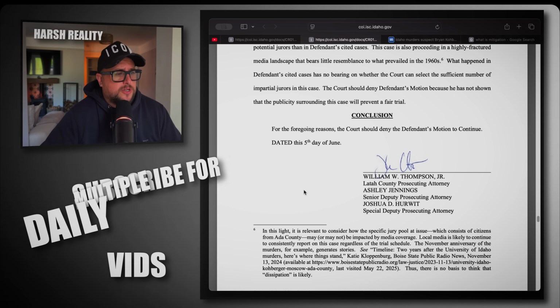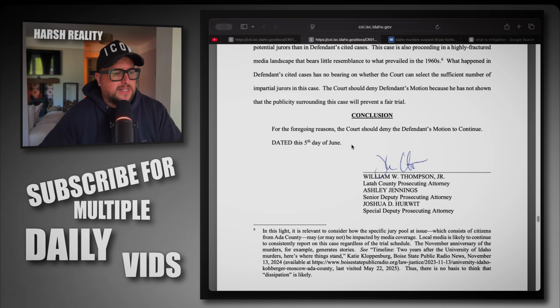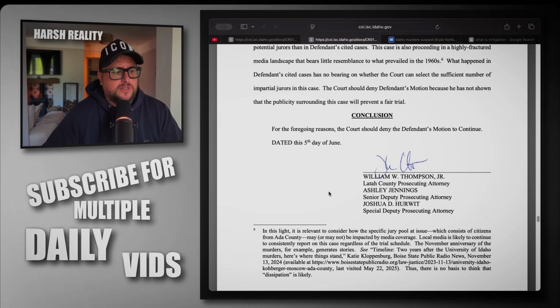You know, the state turning around and putting out, oh no, we haven't done anything wrong. We haven't done anything wrong. It's all the defence's fault. There we go. It's nuts. And if we just read this last footnote, because the conclusion, it says, "For the foregoing reasons, the court should deny the defendant's motion to continue."